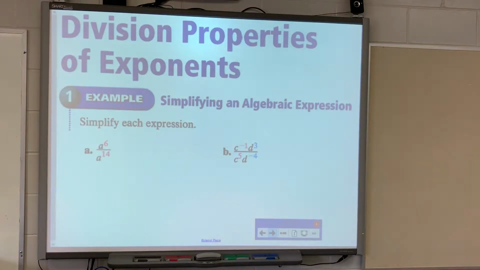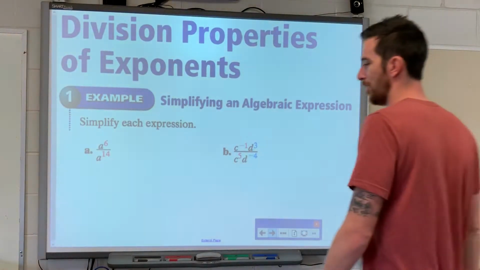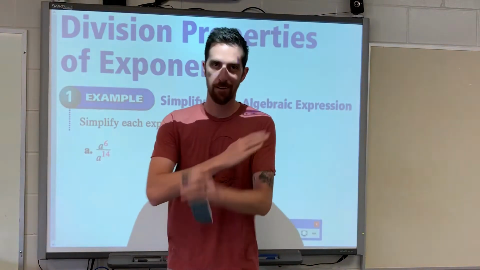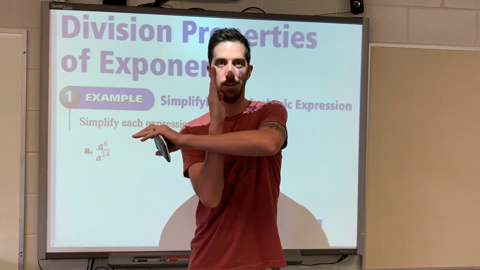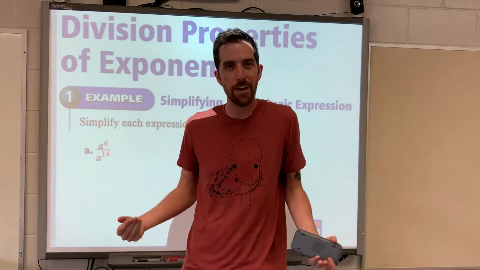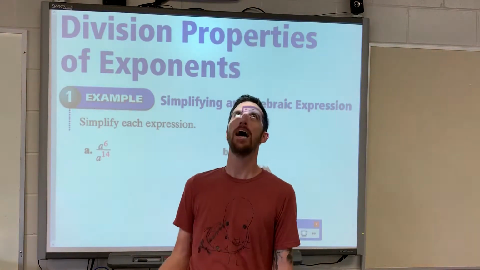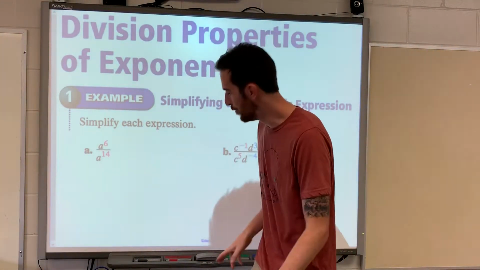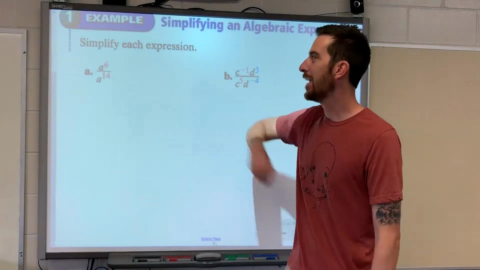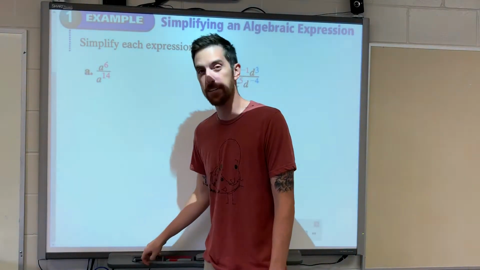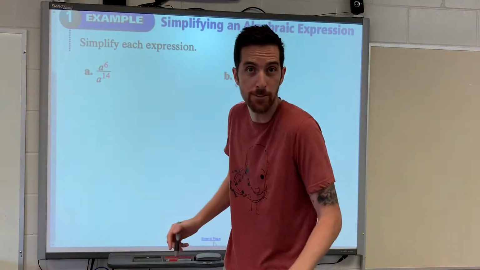Division property of exponents. Now, when we were multiplying, we added them. So what do you think we would do when we divide? Yes, we subtract them. Very good, you're so intuitive. 8 to the 6th over 8 to the 14th. There are ways to do this.